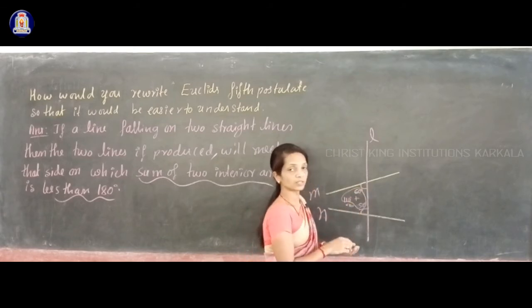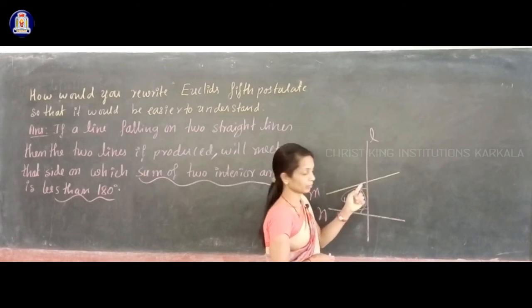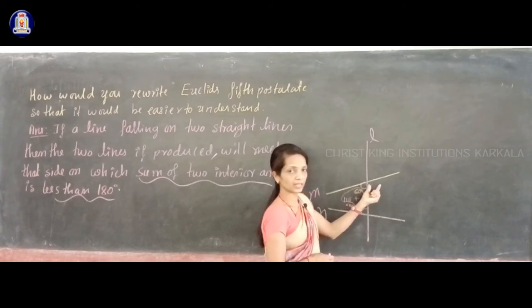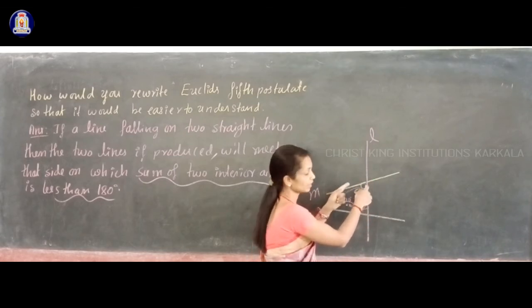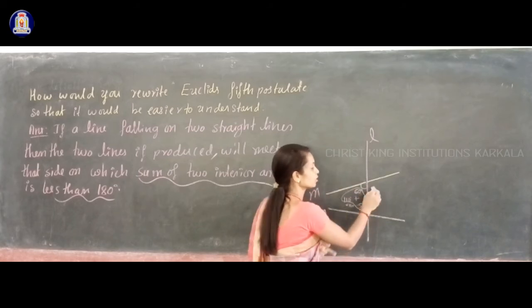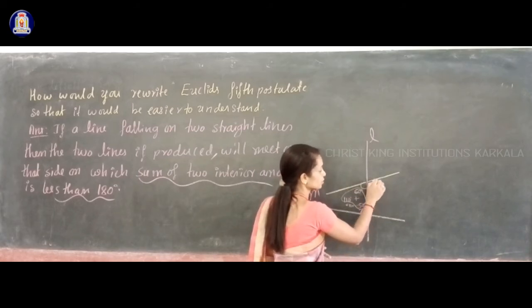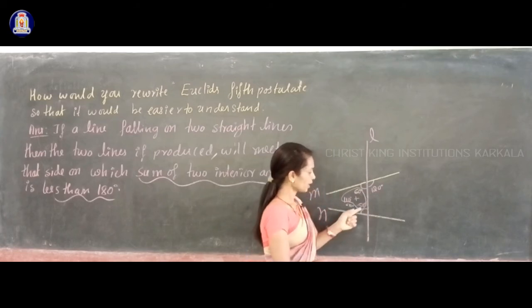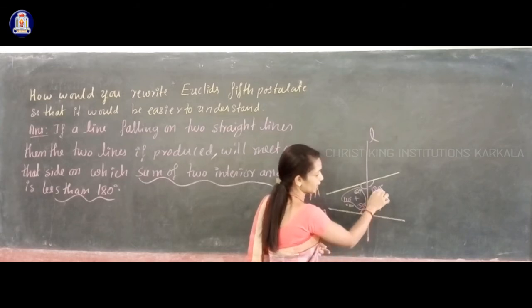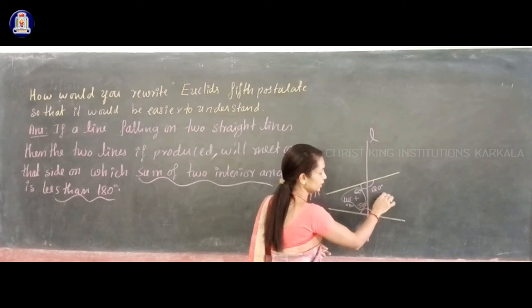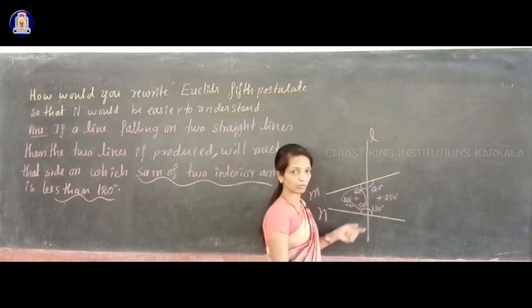And what about the sum of two interior angles on the other side? If this is 60 degrees, then how much is this angle? The total angle on one side of a straight line should be 180. So what is the remaining angle in 180? If you subtract 60, you will get 120 degrees, right? So this is 120 degrees, and here 50 is there in the 180, and the remaining is how much? That is 130 degrees. And if you take the sum of these two interior angles, that gives you 250 degrees. Okay, that is not less than 180 degrees.